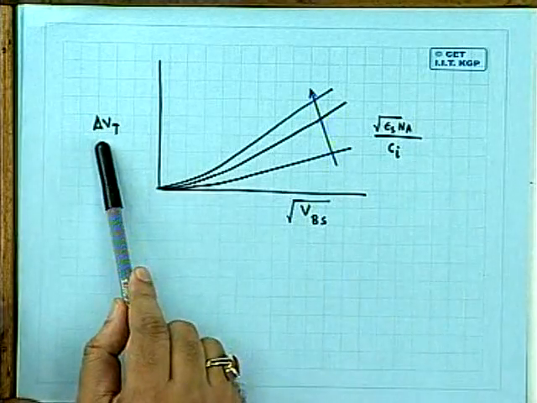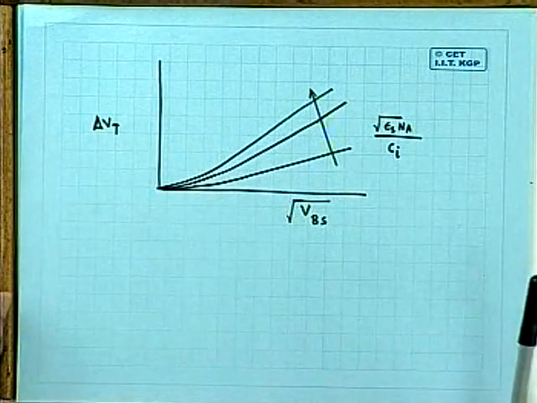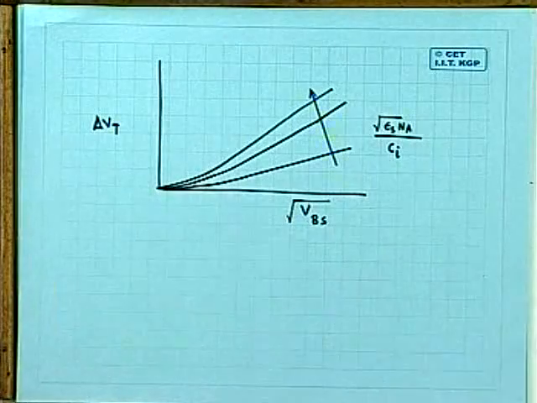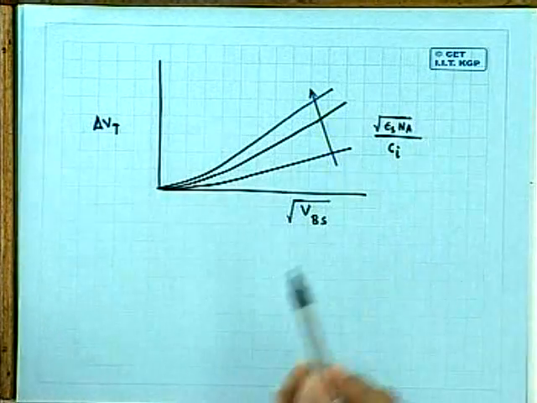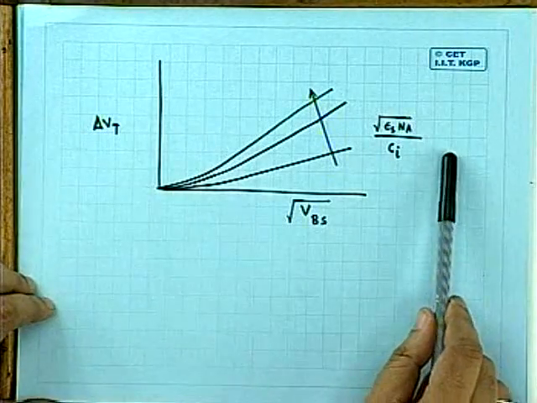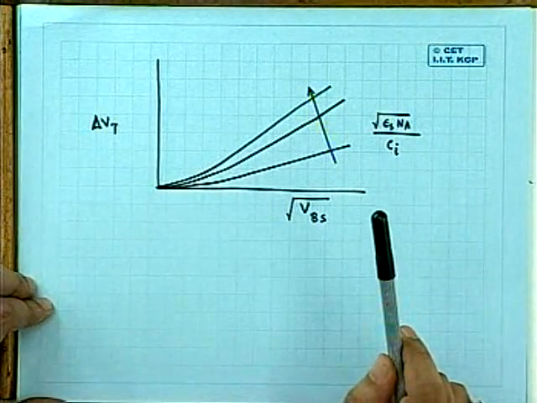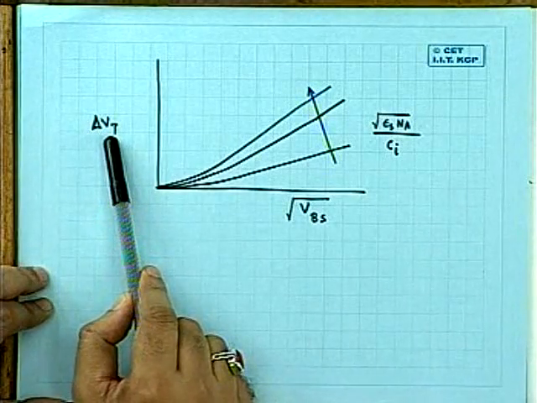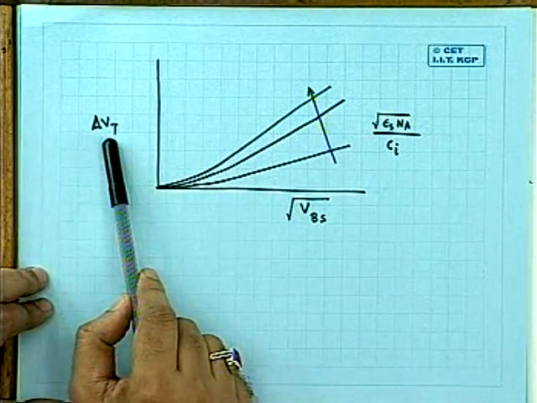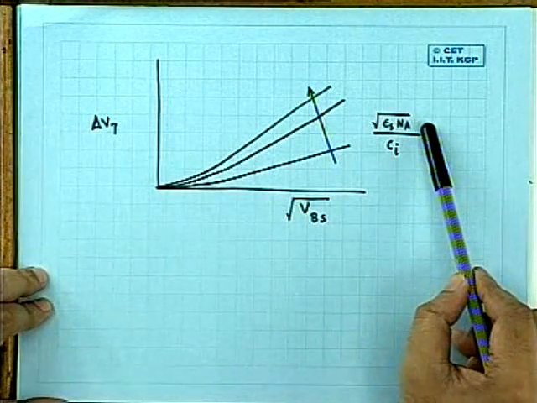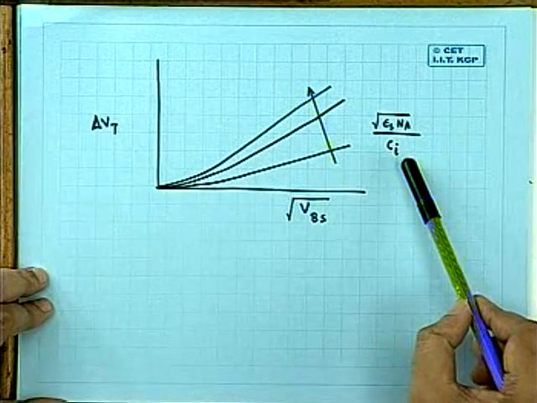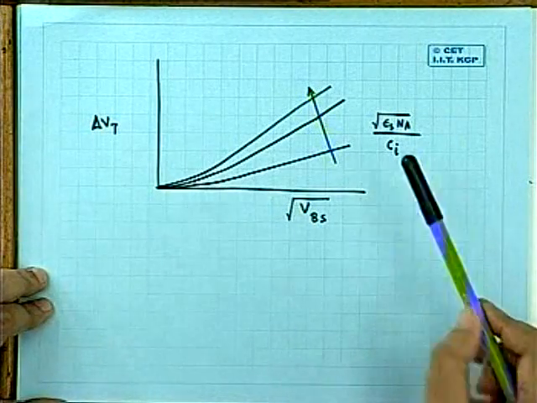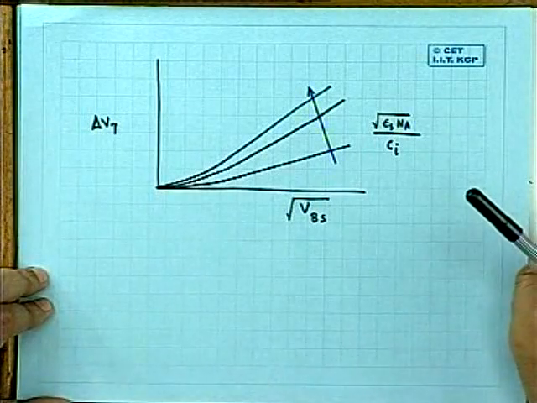So if I want to reduce the body effect of the substrate, what has to be done? To reduce the body effect, I have to use a smaller Na, a lower doping concentration, and a larger thickness of the insulator. Can you tell me why? You see from here the delta Vt is larger, that is the body effect. Body effect is stronger when the doping concentration of the substrate is high and when the insulator capacitance is less. That means the thickness of the dielectric is high. Can you tell me why?